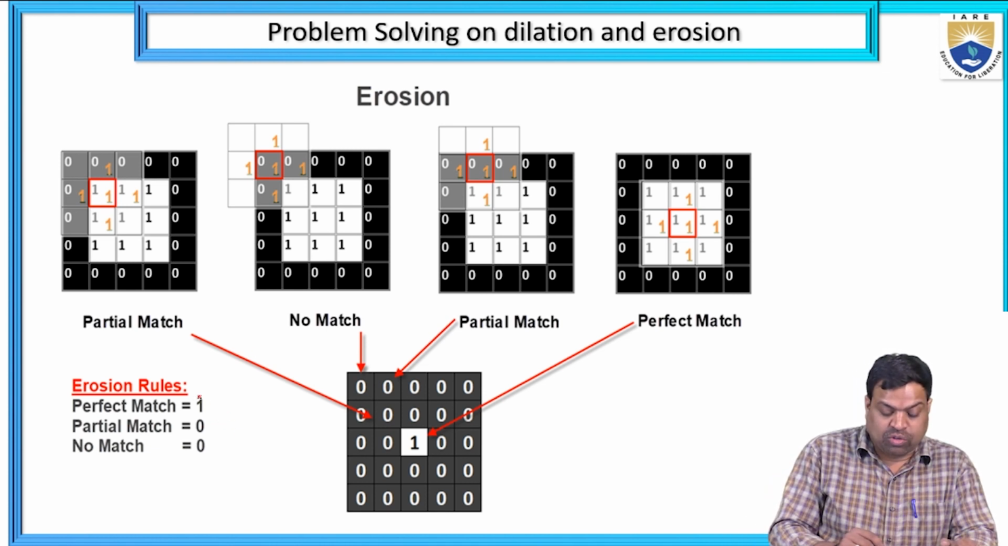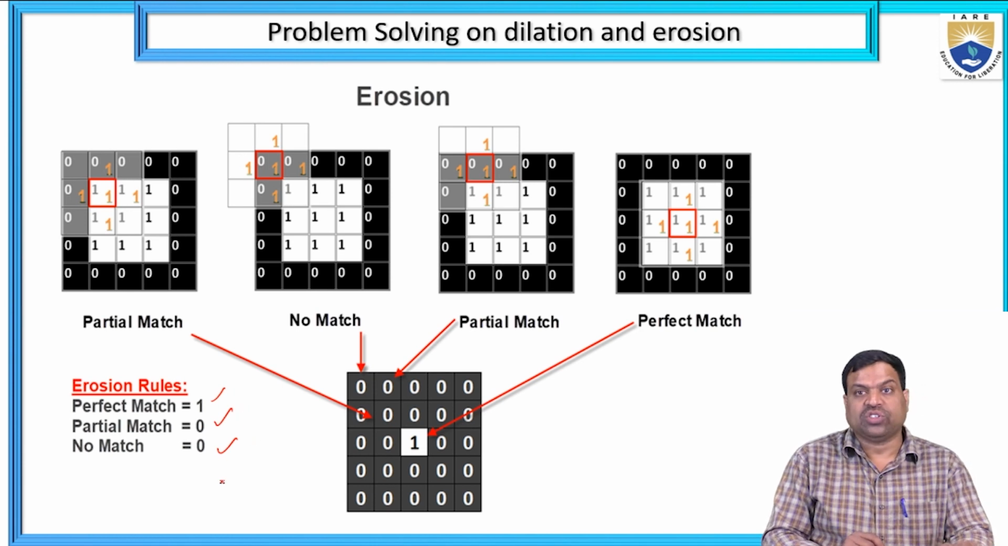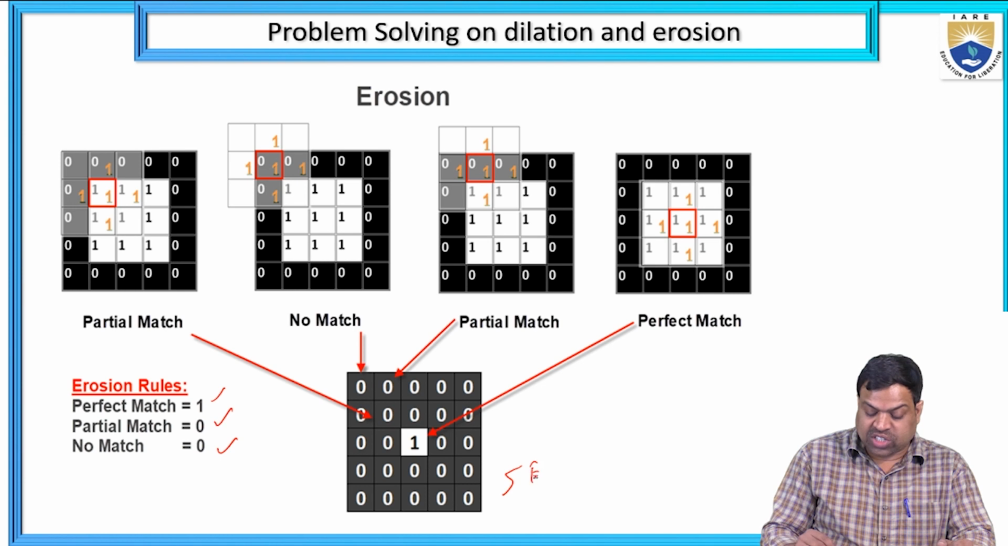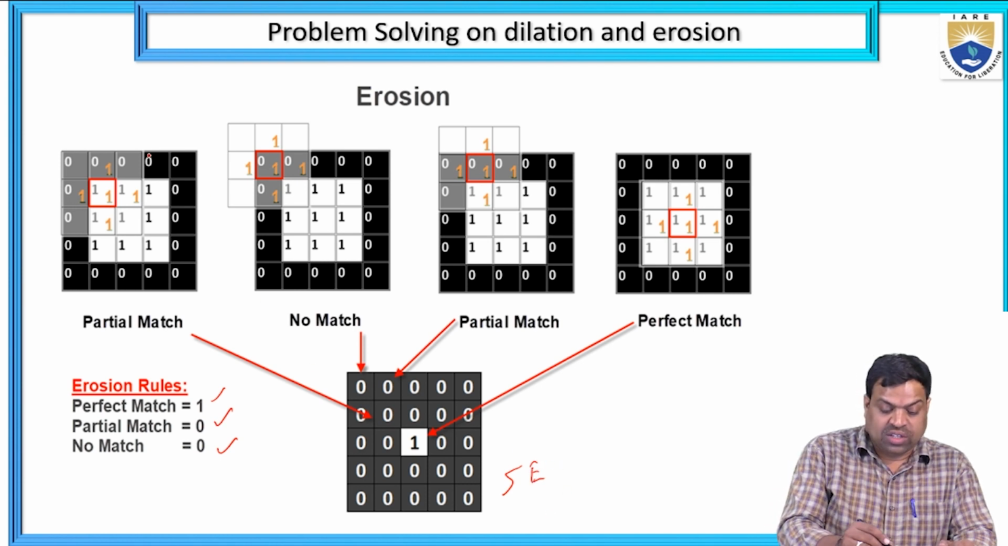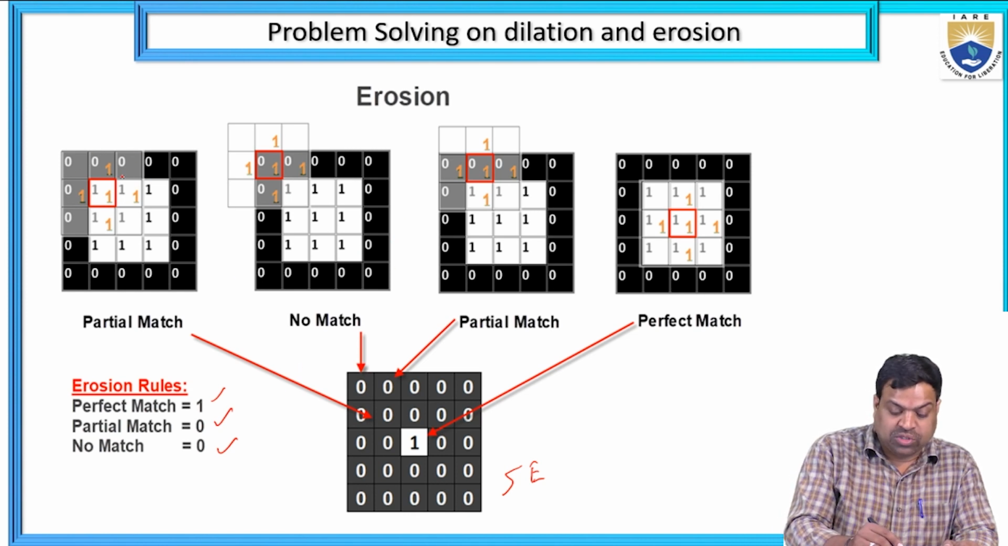First, what are the rules for erosion? If there is a perfect match of the matrix with the SE, the output is 1. If partial match, it is 0; no match, it is 0. So perfect match equals 1, partial match equals 0, no match equals 0. Here I am taking the structuring element SE, and I am scanning this SE over the image. Perfect match means, suppose here I am taking 1, 1, 1, 1.